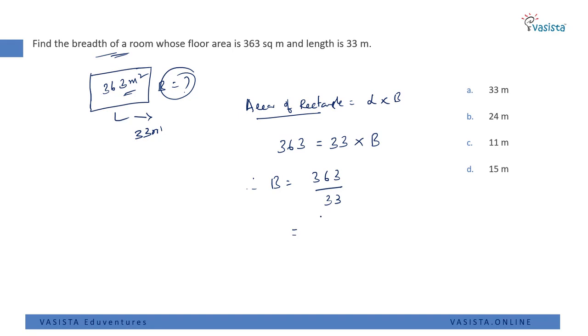Now divide. Directly you can divide, or otherwise you can divide by 3 also. Right, let us go with the 3. So 3 11s are 33, and 3 1s are 3, 3 2s are 6, and 3 1s are 3. Now divide 121 by 11, that is 11 into 11 is 121. So the answer, breadth is 11 meter. Option C is the right answer.